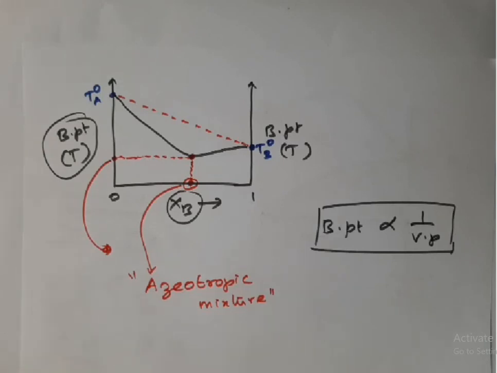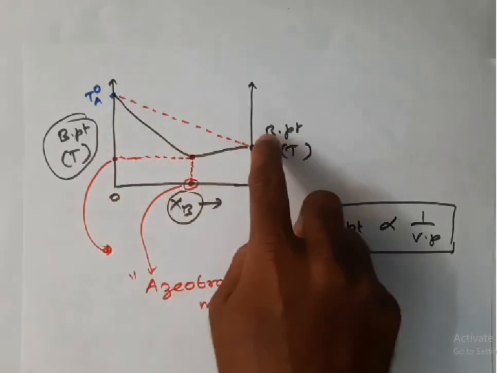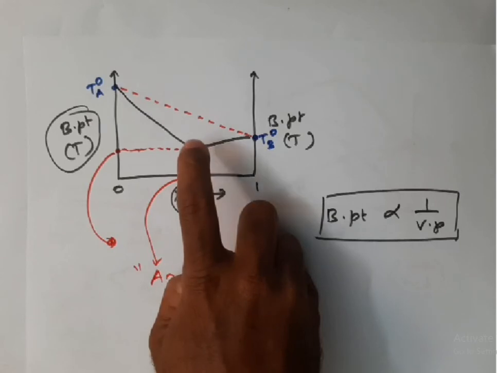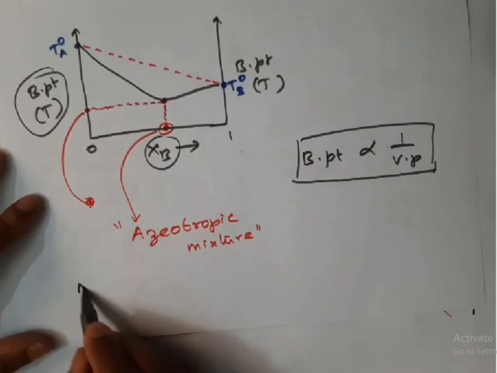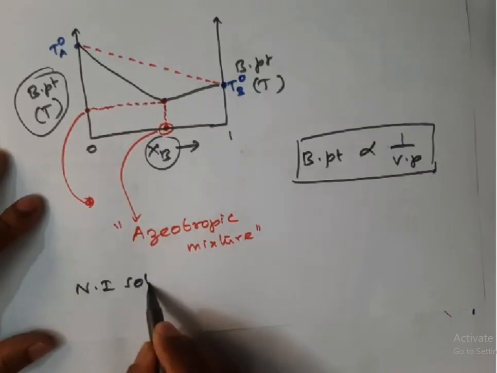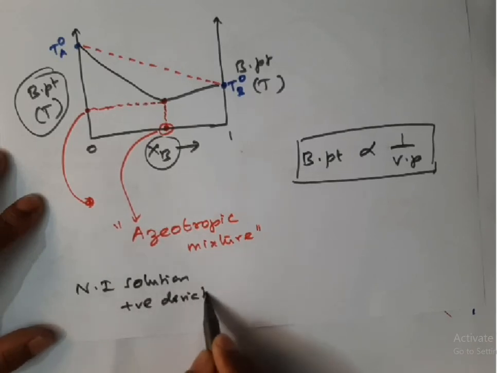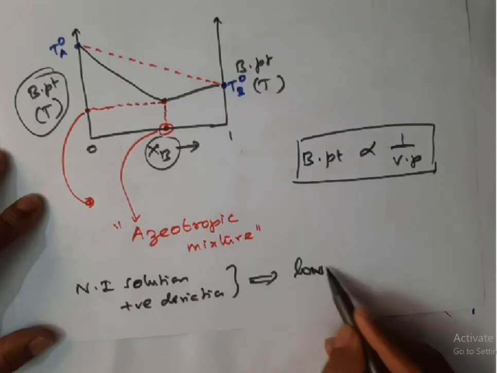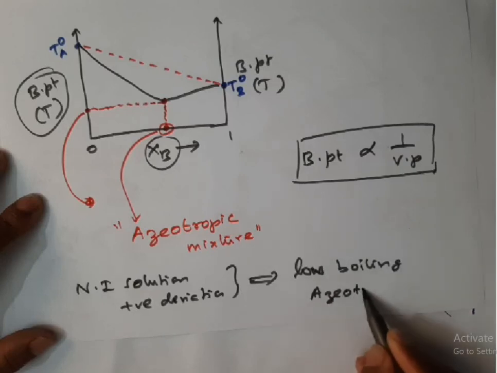A solution showing positive deviation will give a low boiling azeotrope. Among the other compositions, this is the lowest possible boiling point. So you'll get a low boiling azeotropic mixture. Non-ideal solution showing positive deviation will give low boiling azeotropic mixture.